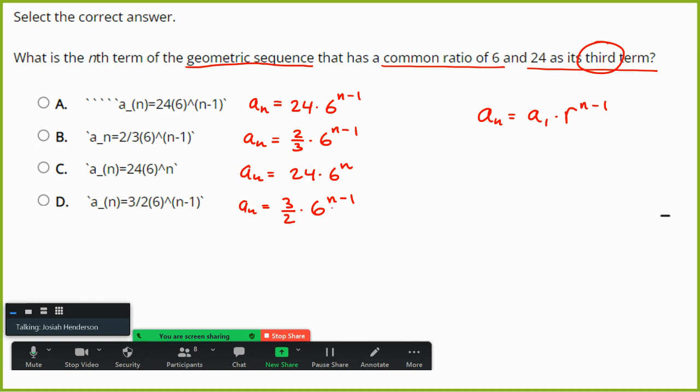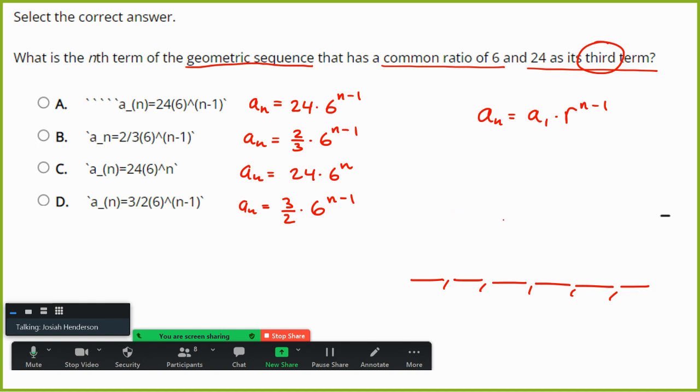So basically, our question is: is the first term, a1, 24? Is it 2/3? Or is it 3/2? So how do we find out? I'm going to set up a blank sequence, because that's how we best like to work with these, I think. That's how I do it, because then we can see that difference or ratio better.